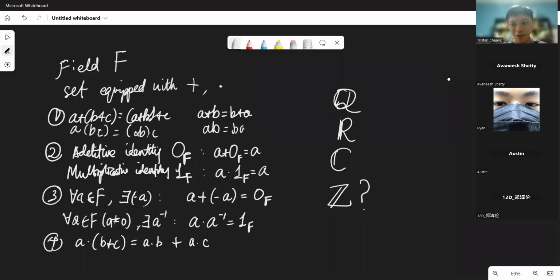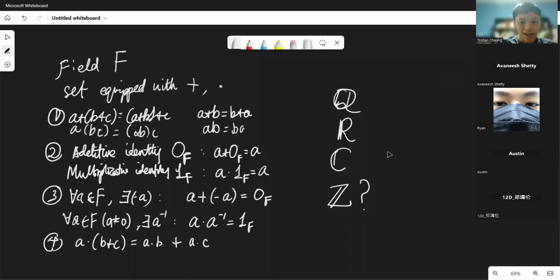In fact, most of them don't. And of course, when I talk about Z, I talk about the usual addition and multiplication that we use. So under these operations, when you want to talk about a field, you have to not just talk about a set, you also have to talk about the associated addition operation and the multiplication operation.